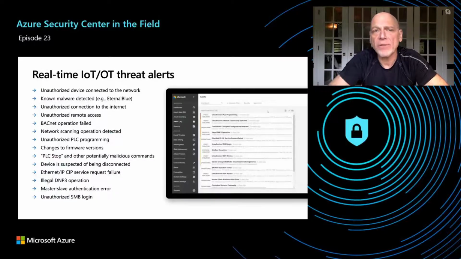There's a full range of alerts that are detected by the system. For example, as part of a zero trust approach to your IoT and OT network, you'd want to know whenever an unauthorized device was connected to the network, or whenever there was an unauthorized connection to the internet. So these are all aspects of implementing zero trust. Often we talk about identity in the context of zero trust, but when it comes to IoT and OT devices, it's more about detecting unauthorized or unusual activity and then mitigating that as quickly as possible.